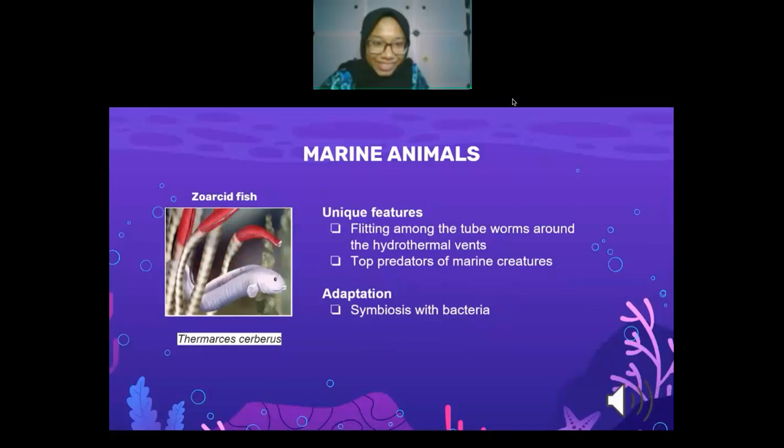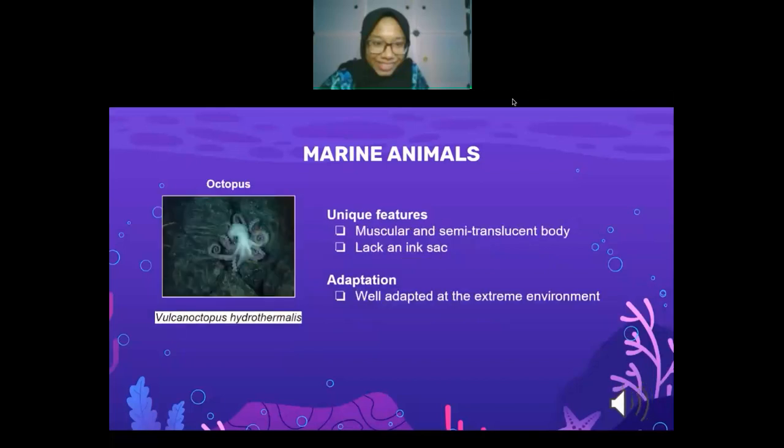Next is Thermarces cerberus. The zoarcid fish live in and amongst the Riftia tube worms and around the hydrothermal vents. The Riftia are not bothered at all by the zoarcids because the zoarcids just help clean them and keep the parasites and things off them, like the clownfish helps the anemone. Surprisingly, these ray-finned marine creatures are the top predators of the marine creatures that live near the hydrothermal vents, feeding on anything from mussels to smaller tube worms.